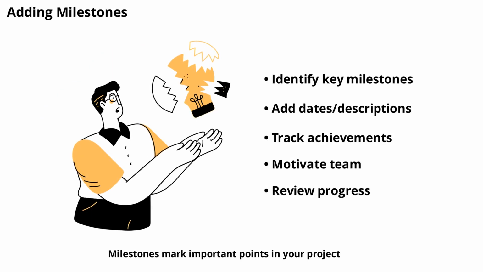Milestones mark important points in your project, such as completion of major phases or delivery dates. Most scheduling software allows you to add milestones alongside tasks. Identify key moments that represent progress, like finishing a design draft or launching a product. Enter these milestones into your project plan, setting dates and descriptions. Milestones help track achievements and motivate the team. They also provide checkpoints for reviewing progress and adjusting plans if necessary.